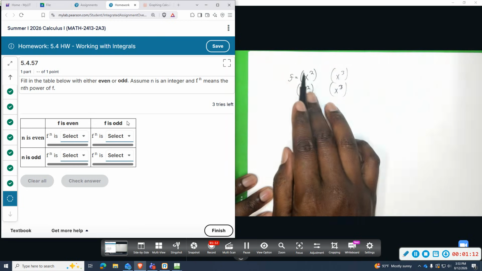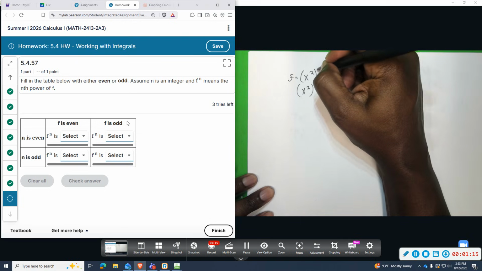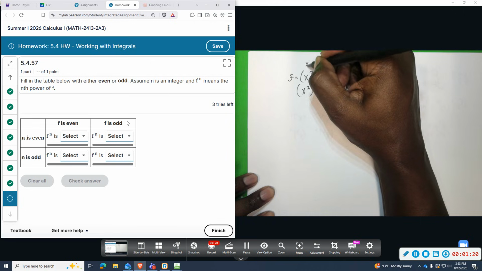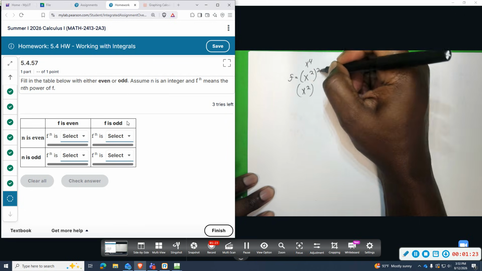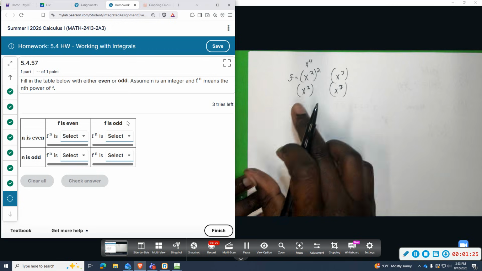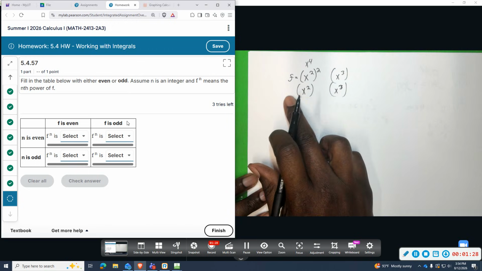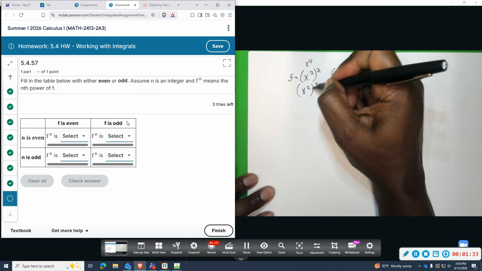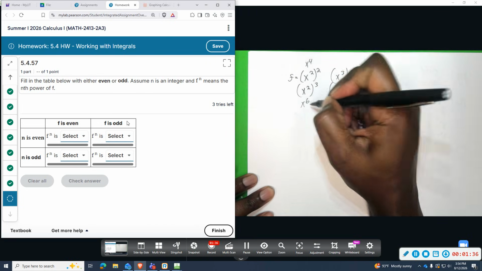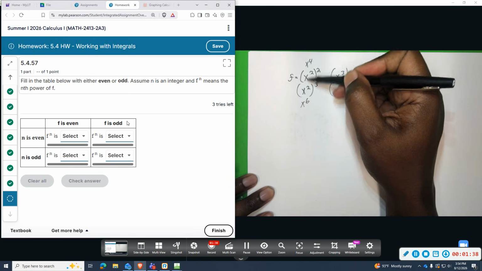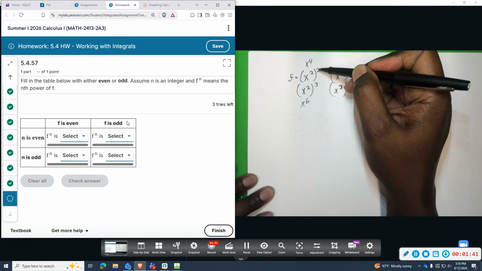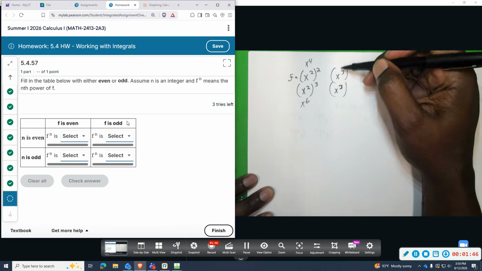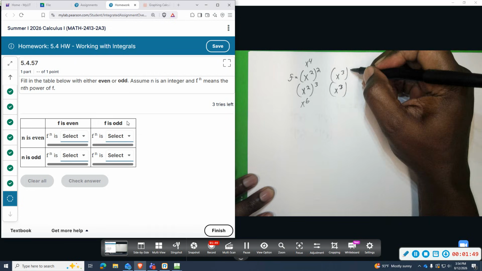So f is even, and then n is even. So if I raise it to a power of 2, you just multiply the powers, we get x to the 4th. Okay, so both even, I come out with an even power. And then it says f is even, but n is odd. So let's raise it to the 3rd power, an odd power. 2 times 3, that still gives me 6. So that's still even. So when f is even, in both cases, it doesn't matter if n is even or odd, we still get an even function.